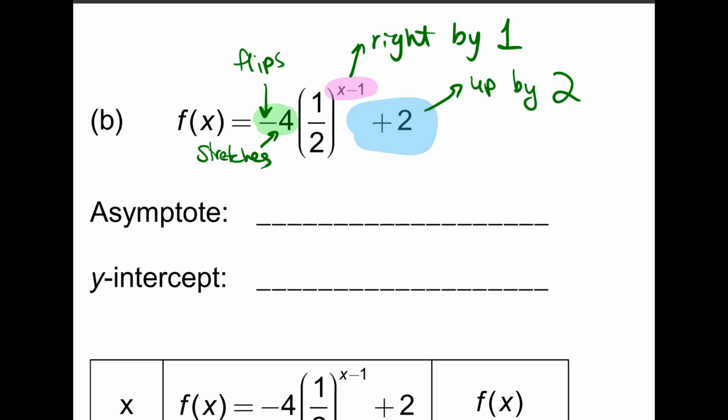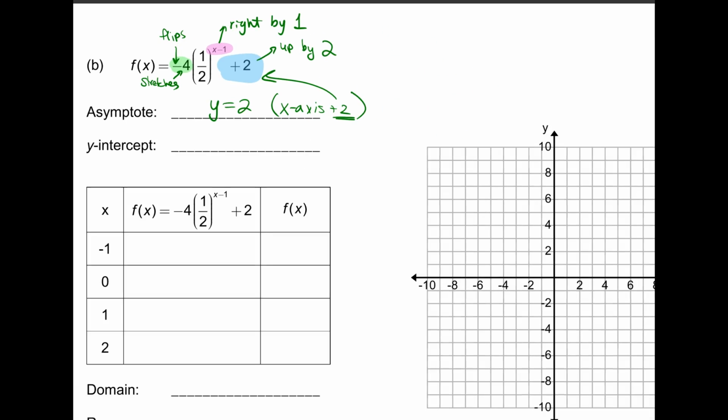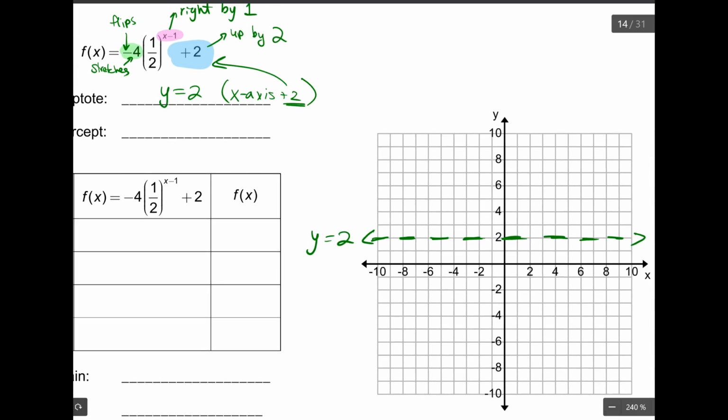Okay, so my asymptote. Where would my asymptote be? It'd be 2. y equals 2. Because my asymptote cares about vertical shift. It's just being shifted up by 2. So it's going to be at y equals 2, because it used to be my x-axis. But then I have that plus 2 shift from here. That's why it's at y equals 2. Okay, so let's draw that in. Here's my asymptote.